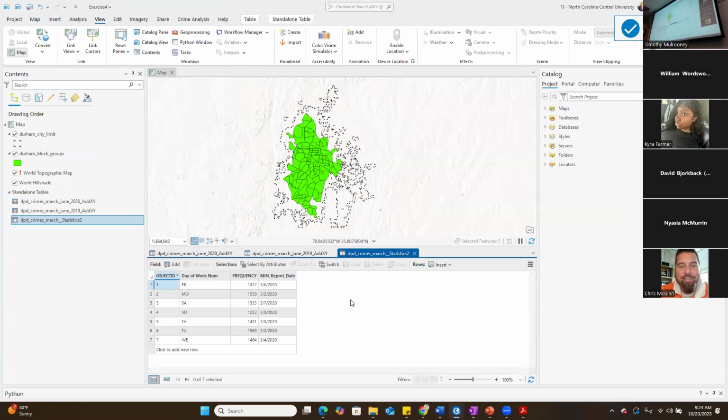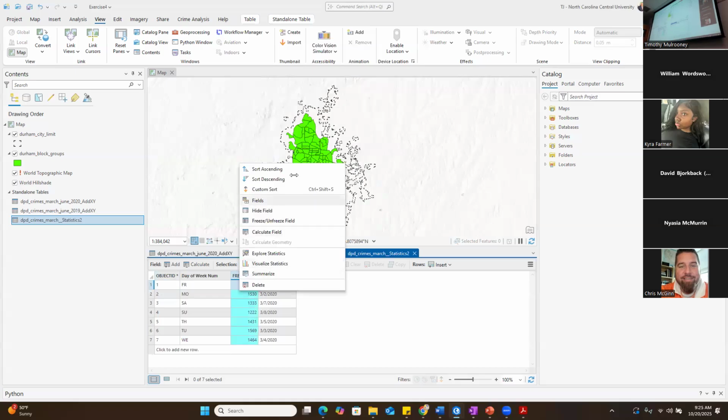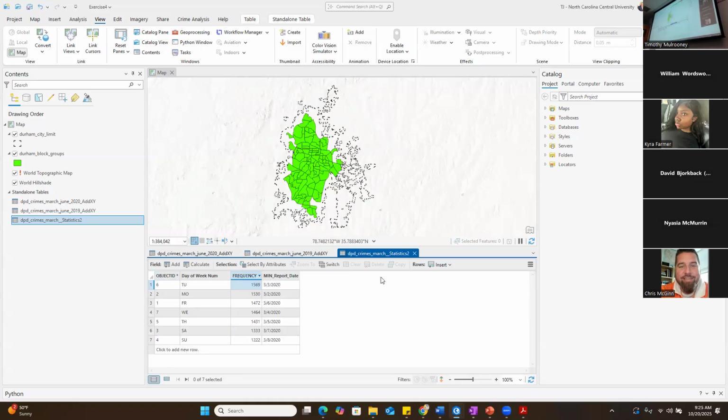So now what do I have here? For 2019, I have FR 1472. What do you think that's, what does the word frequency mean? How many there are? Exactly. So really quickly, I created a frequency table, and I can see that Tuesday, Monday, Friday, Wednesday, Thursday, Saturday, Sunday. Saturday, Sunday had the least number of crimes during this time period, which I thought was kind of neat.